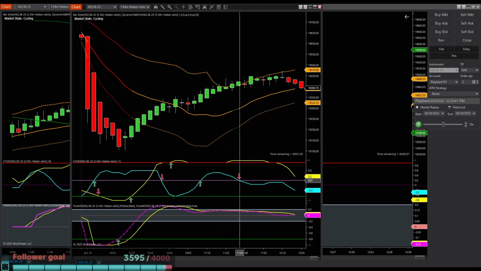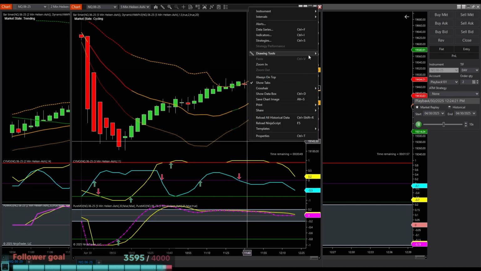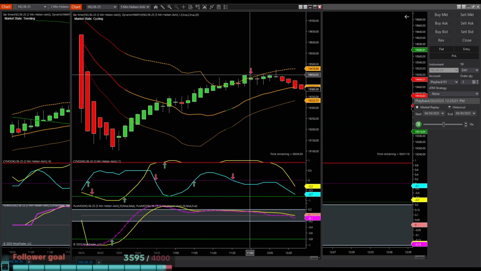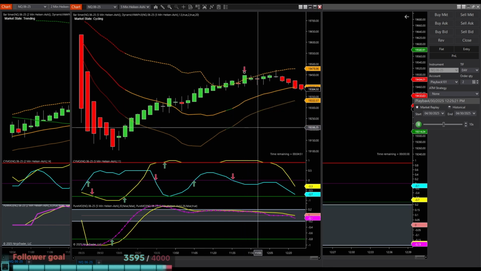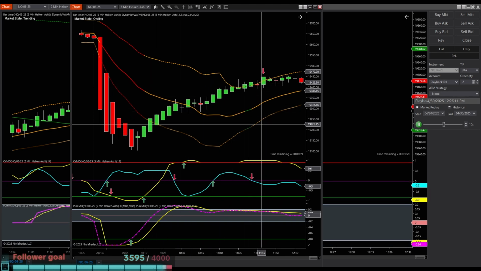Cycle 1, cycle 2 pretty much nailed the top of that move right there on the higher time frame, okay? It's a really, really noisy move on the lower time frame, but here on the higher time frame, it was a nice steady climb to the top. And cycle 2 basically nailed the top right there.